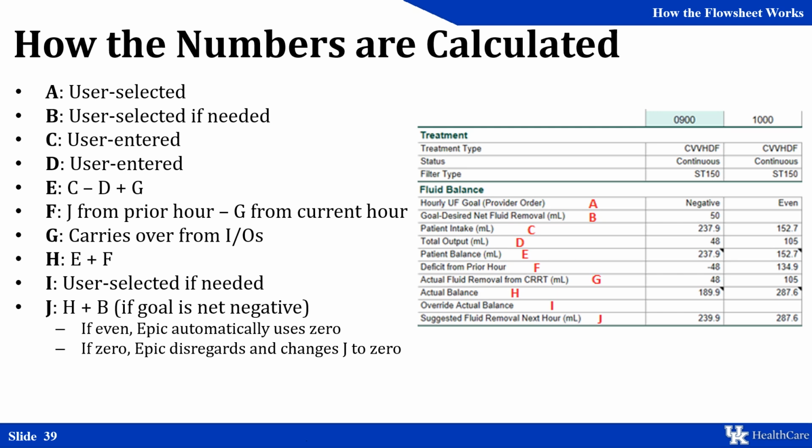Row G is PFR. It's transposed from your I's and O's automatically. You don't need to do anything. Row H is actual balance. It's going to take your patient's deficit from prior hour plus the patient balance. It's then going to go to row I, that's override actual balance, which you'll learn about later. Usually we leave it blank. And then row J is suggested fluid removal next hour. It's going to take your actual balance plus your goal to give you a suggestion for next hour.